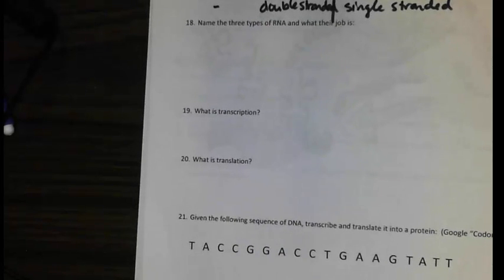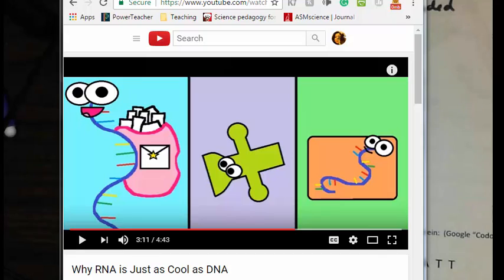All right, three types of RNA and what are their jobs? For looking at our three different types of RNA, I'm going to go to the Amoeba Sisters because they have nice visuals here, and then we'll finish filling out the sheet.